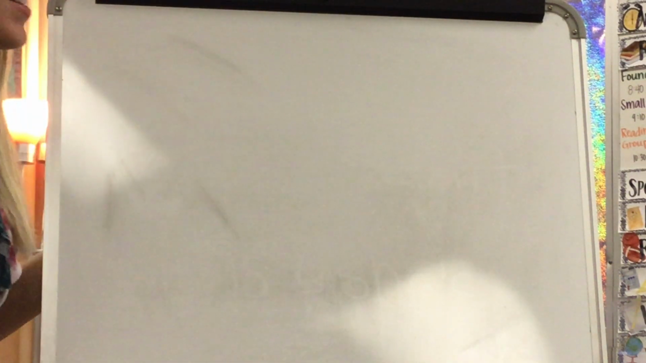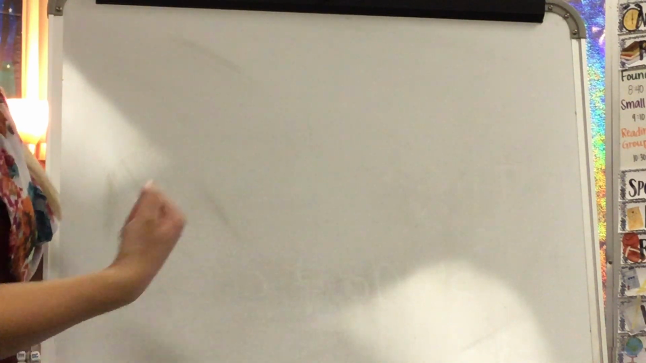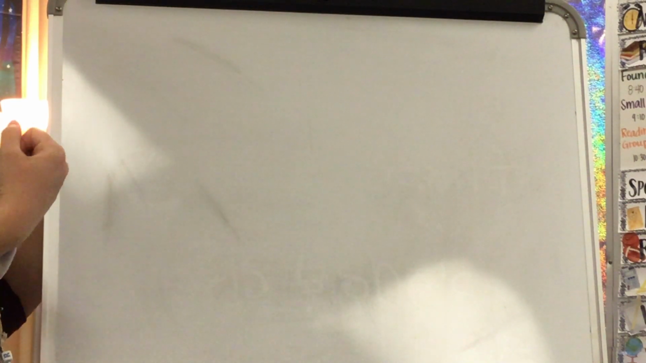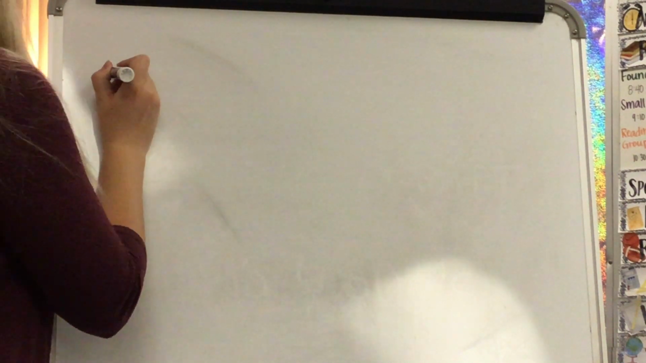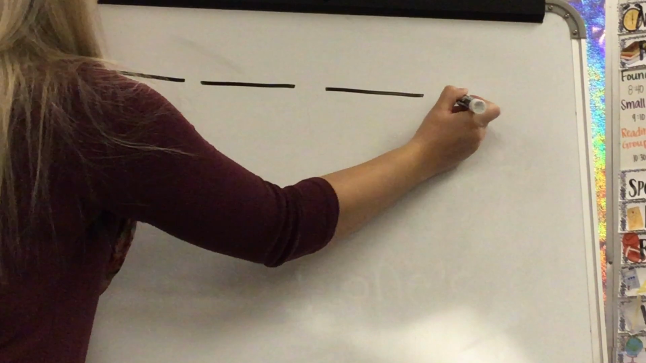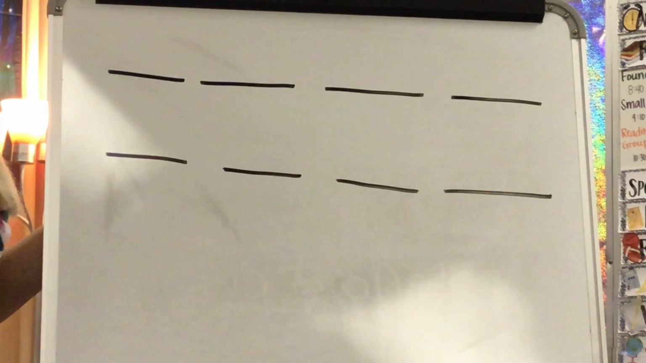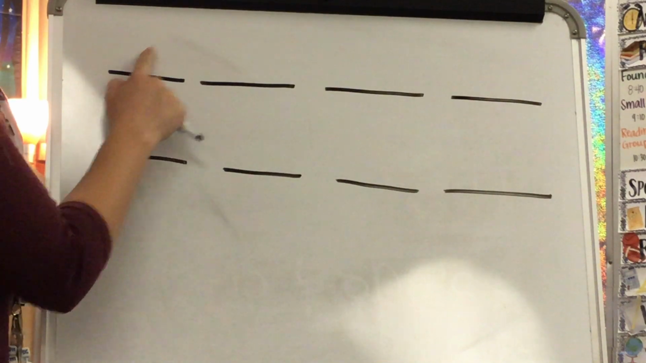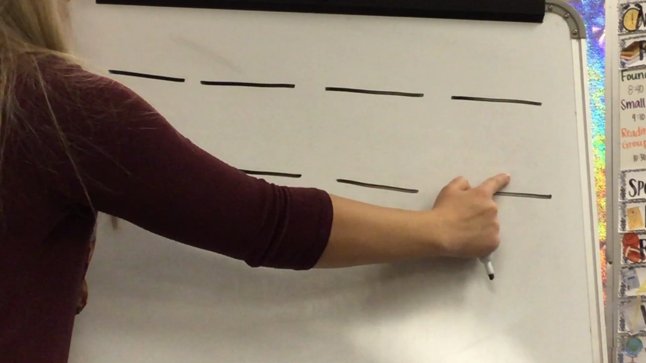Our sentence today is, the yellow fish will swim by the ship. Repeat after me. The yellow fish. Will swim. By the ship. The yellow fish will swim by the ship. Let's write our lines. The yellow fish will swim by the ship. Check that you have enough lines. Read your sentence with me. The yellow fish will swim by the ship.